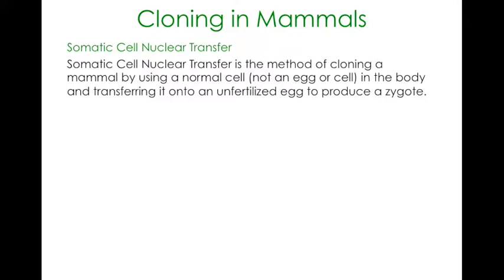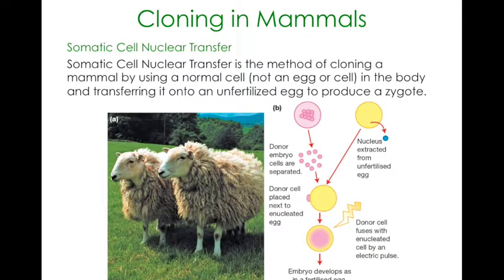So you're using a normal cell in the body and moving its nucleus into an unfertilized egg to produce a zygote. Here are Megan and Morag, two Welsh ewes which were cloned in 1995. The way that they were cloned was using this method of somatic cell nuclear transfer.